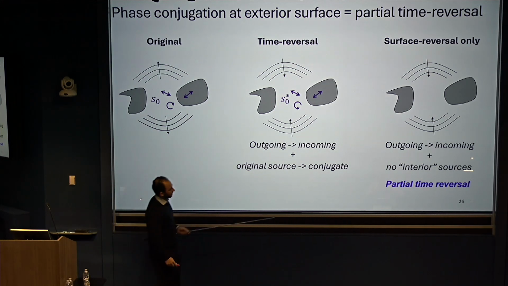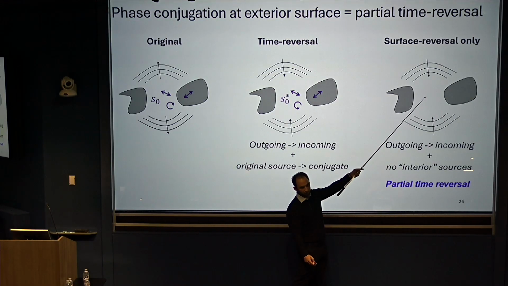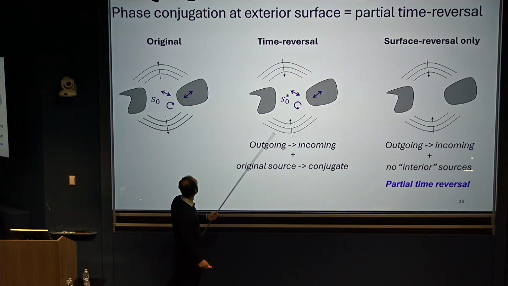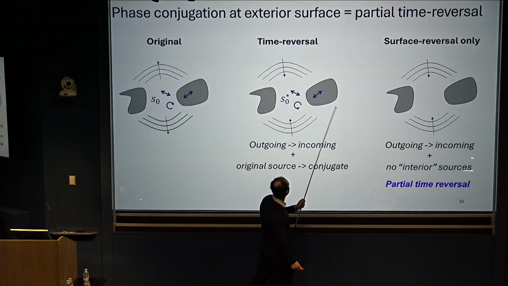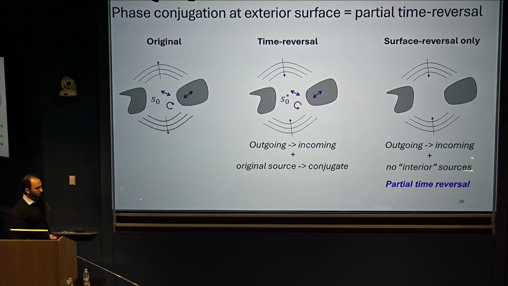In the typical setup we care about, like in a lab where you measure at the exterior and then you send light back in, you have removed the source in the center. And so you actually are not doing just the time reversal symmetric partner of the original scenario. You're doing the time reversal symmetric partner minus the contributions from whatever original currents you had. So it's sort of a partial time reversal scenario.